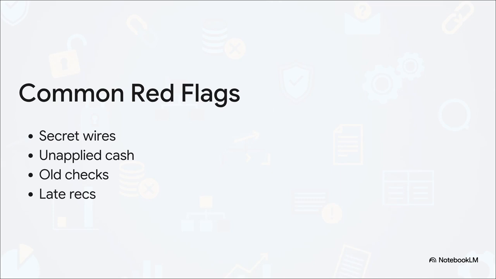Let's rattle through these red flags like a veteran. If you see a secret executive wire request, that is almost certainly BEC fraud. What about growing unapplied cash? Well, if you remember back from Module 2, if unapplied cash keeps growing and no one is resolving it, that's a massive red flag for a cash application failure or possible theft like lapping. Checks outstanding for 4 or more months, they might have been stolen and cashed somewhere else.